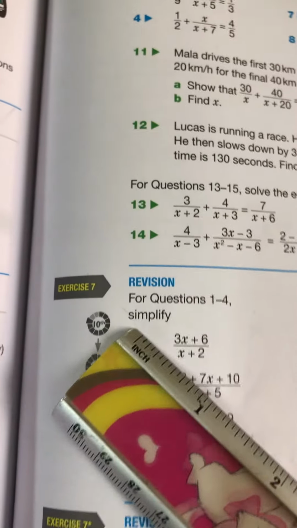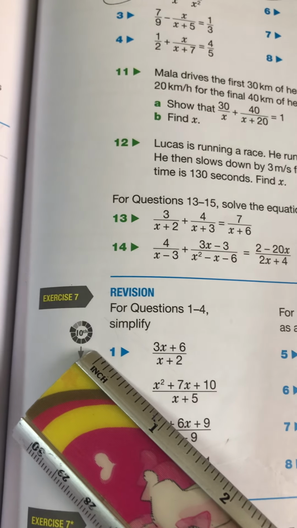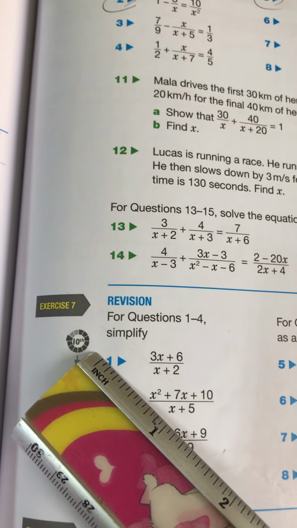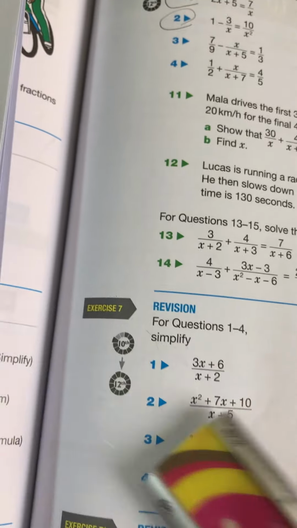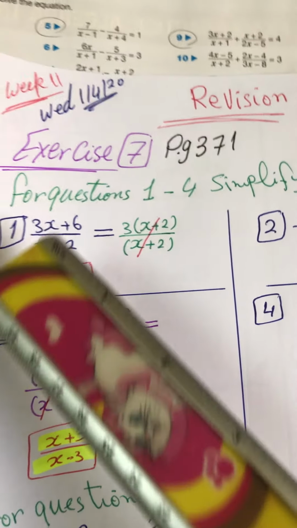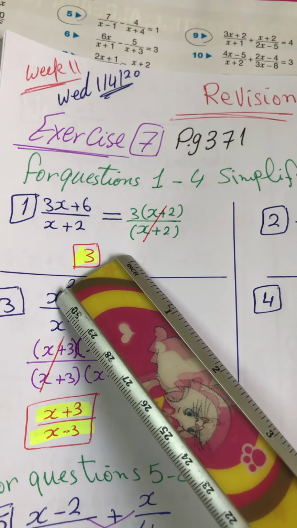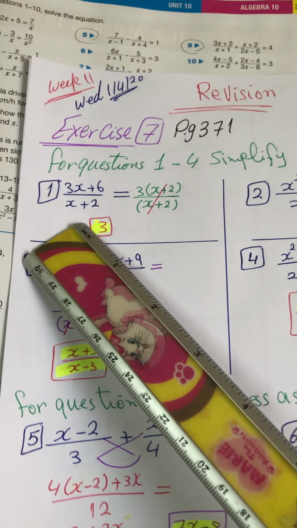I'll take from exercise 7 numbers 1, 2, 3, 4, 5, 6, 7, 8. I'll work regularly to solve with you. Let's see number 1. Exercise 7, page 371. Question number 1. In question number 1, he said simplify.